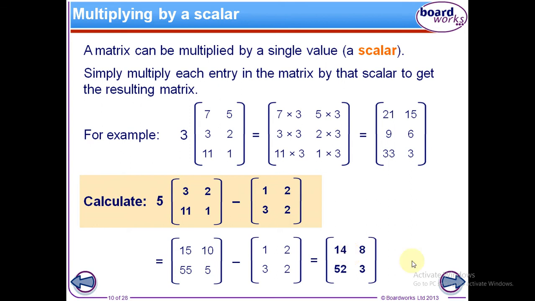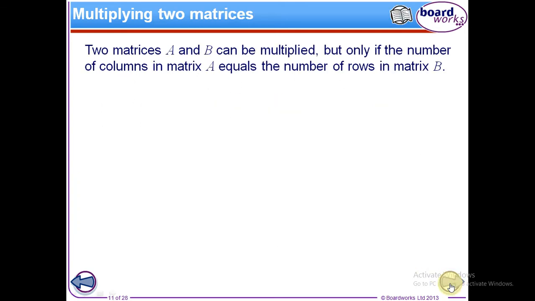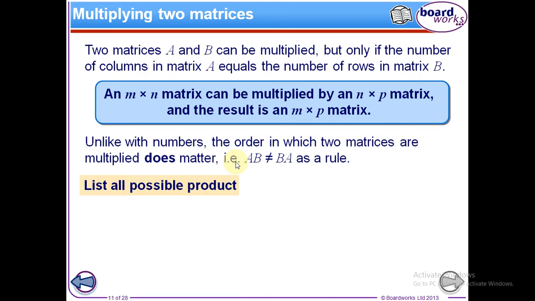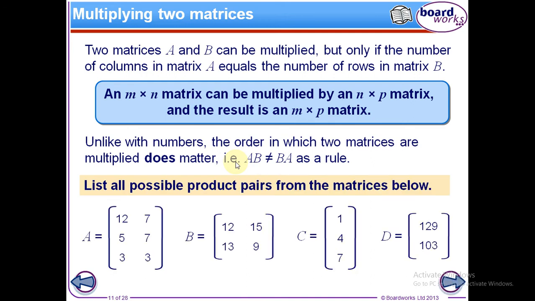Two matrices A and B can be multiplied, but only if the number of columns in matrix A equals the number of rows in matrix B. So the number of columns of A must be equal to the number of rows of B before you can perform a multiplication in matrices.